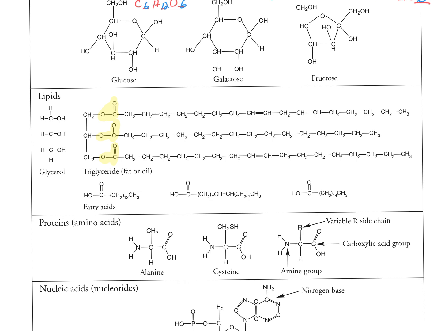This is called a carboxyl group. They form carboxylic acids. So this is what makes this an acid, a fatty acid. Why is it fatty? Because of this, what is this? A long chain of what? Mostly what? Carbon and hydrogen.